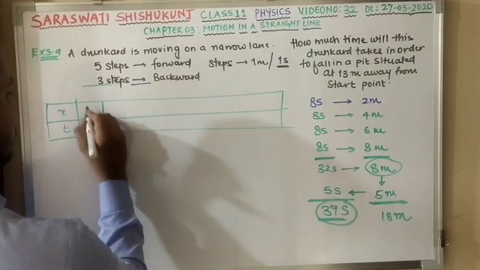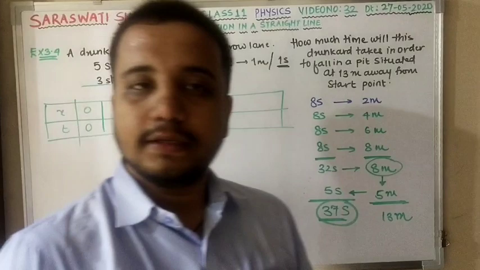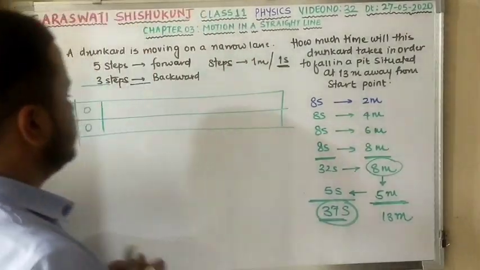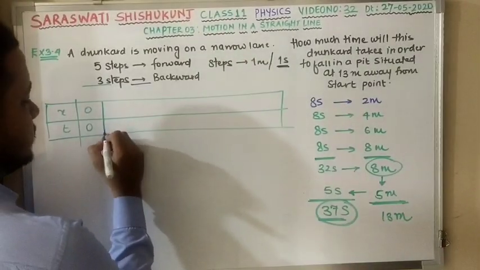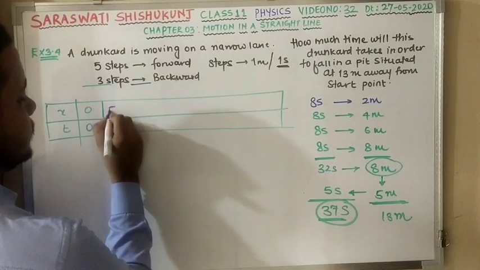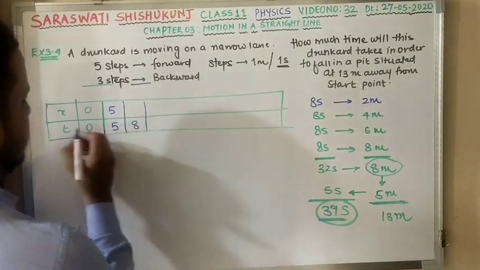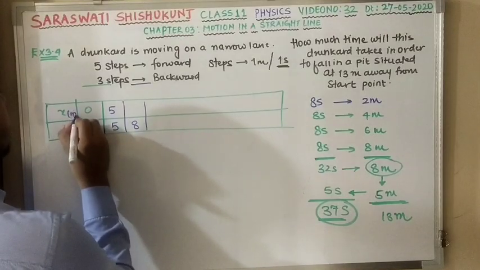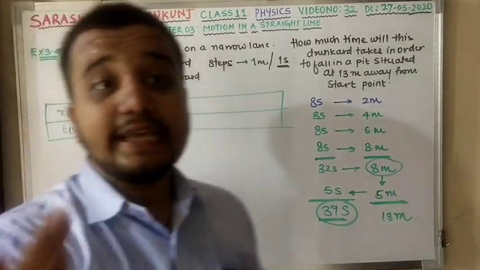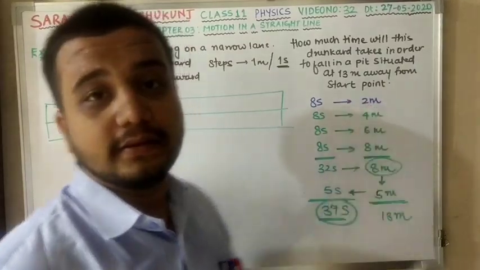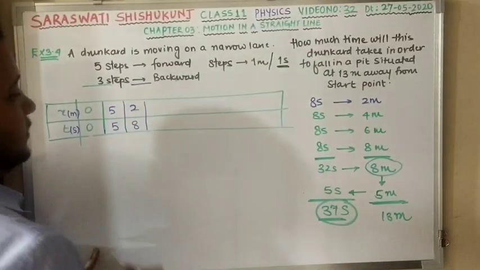If you are starting with 0, 0, the start point, then you're able to notice what? 0, 0. Then first 5 meters means 5 seconds. So 5 meters. Then 3 seconds means 8 time. Yes or no? Times in seconds and distance in meters. 8 seconds, how much distance? 2 meters. Yes or no? That is 2 meters.